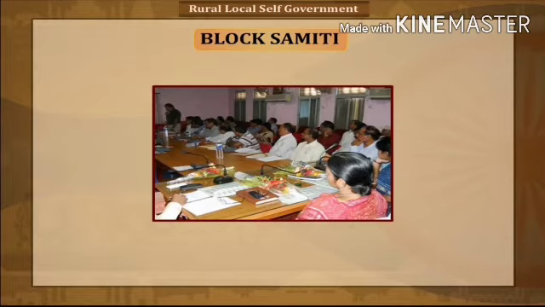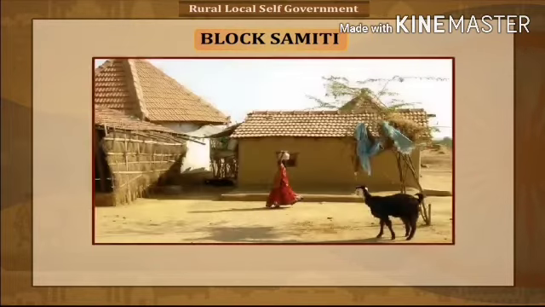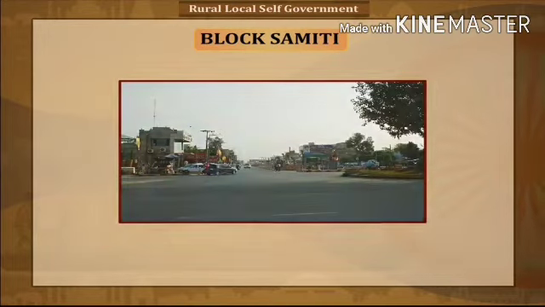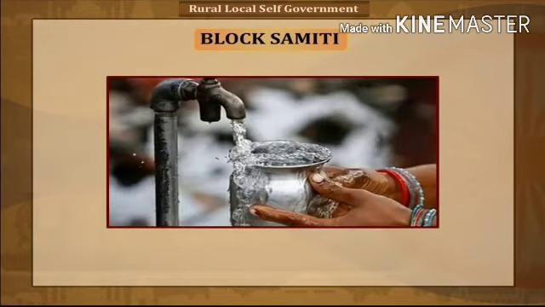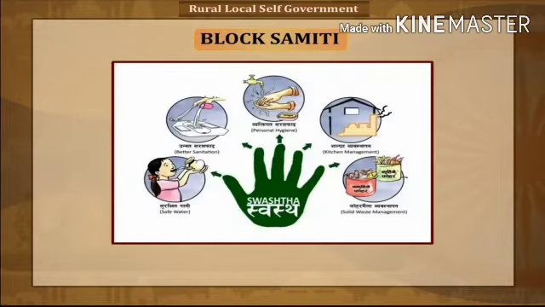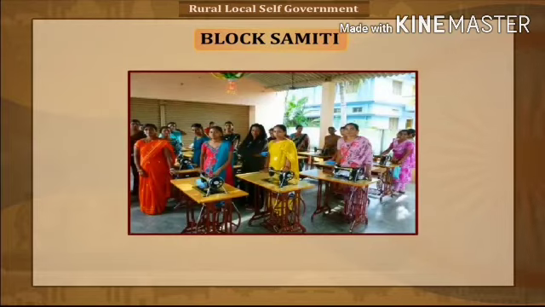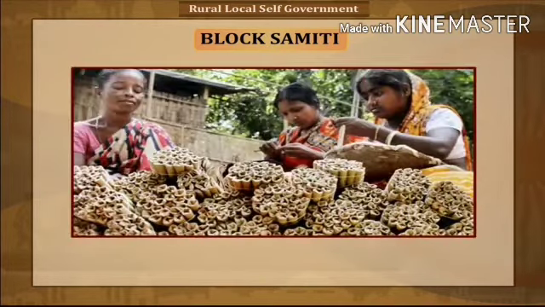Some of the developmental programs implemented through Block Samitis are: A. Rural housing, B. Better roads, C. Rural water supply programs, D. Hygiene and sanitation, E. Self-employment training for women and unemployed youth, F. Promoting cottage industries.